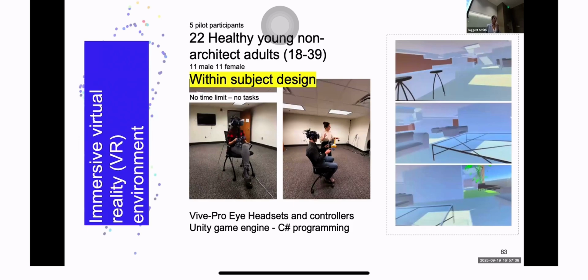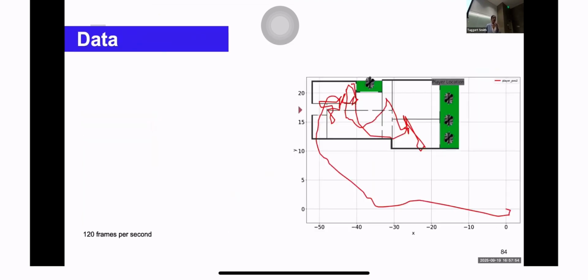So we had 22 healthy, young, non-architect adults between 18 and 39, and that was a within-subject design, and there was no task, no time limit, nothing. It was in the Unity game engine with C# and the Vive Pro Eye. So our data basically is like this.